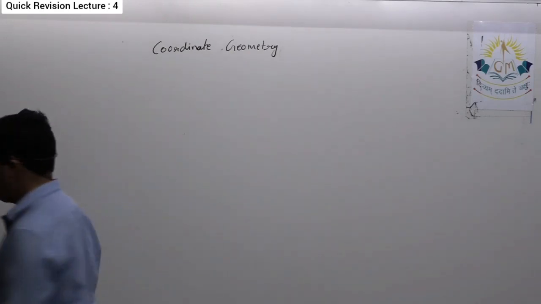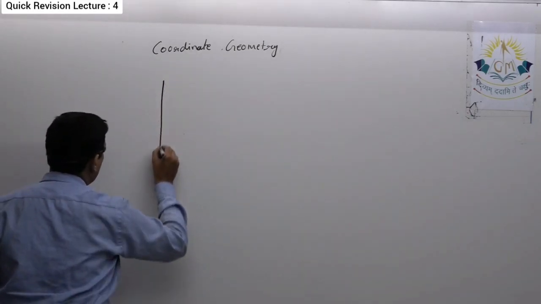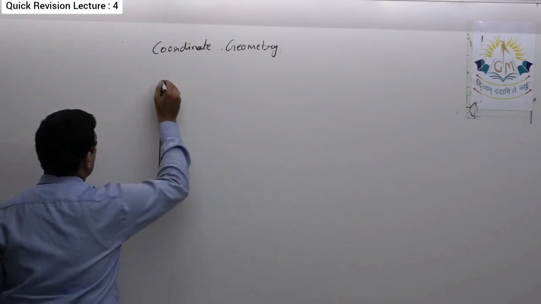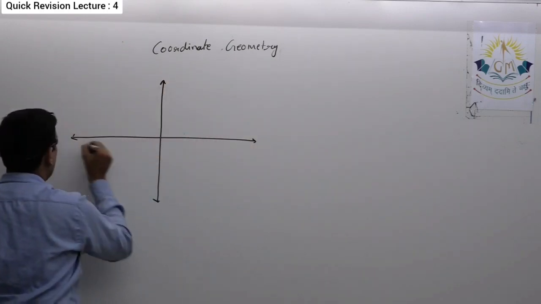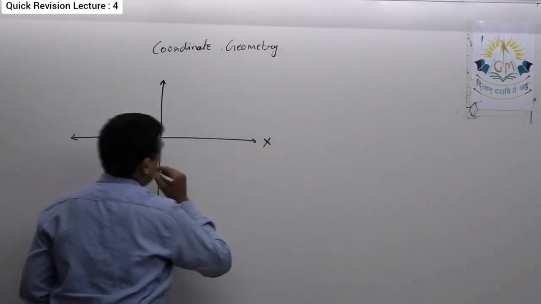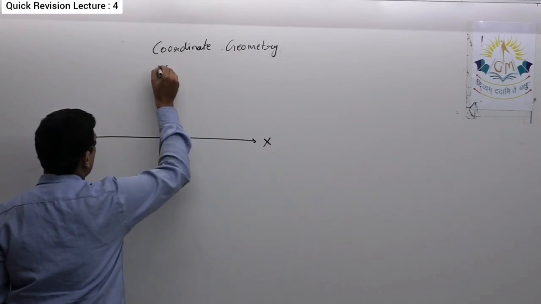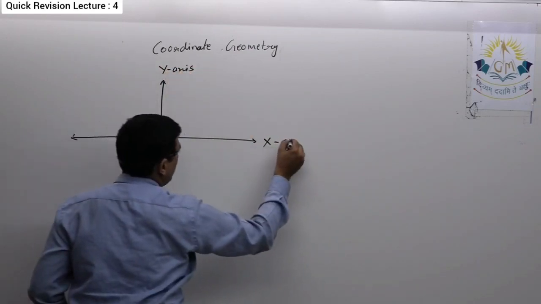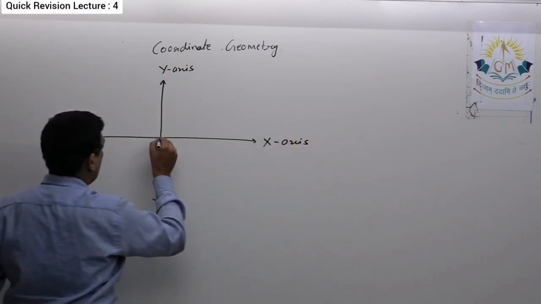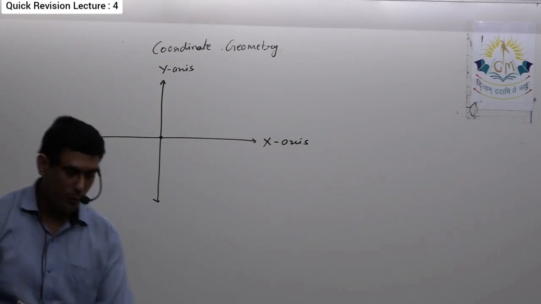Okay, so very basic thing in coordinate geometry is that it is all about locating a point in a plane. That means we have two axes. First, the horizontal is called the x-axis and the vertical is called the y-axis. This meeting point of the x-axis and y-axis is called the origin.